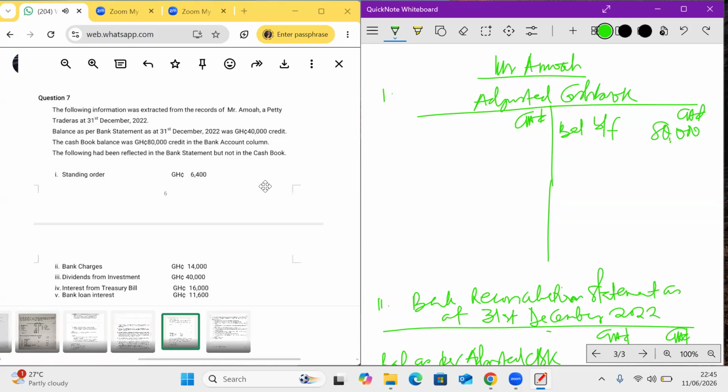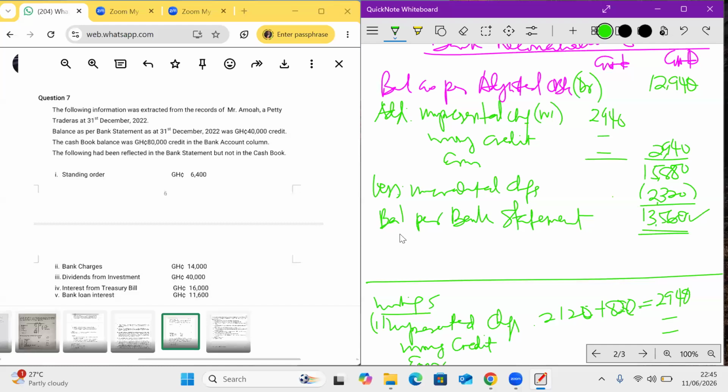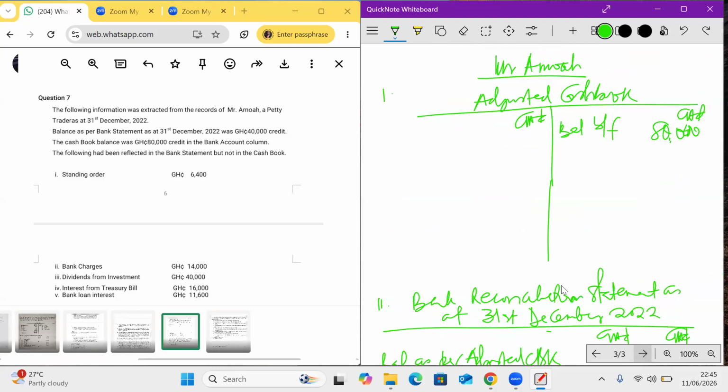The balance as per bank statement, like the one we solved, is what you must get finally at the bottom of the BRS, just like this one. Oh, okay. Balance as per bank statement. It means at the end you should arrive at that figure. Oh, okay, I get it. Continue.